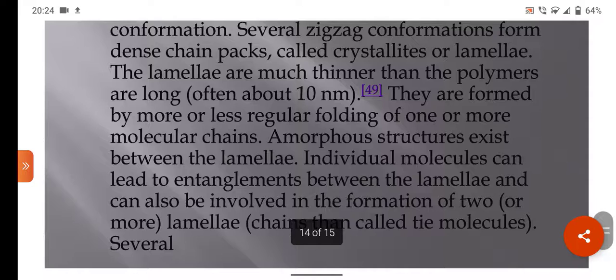Individual structures exist between the lamellae that lead to entanglements between the lamellae and can also be involved in the formation of two or more chains that are called tie molecules.